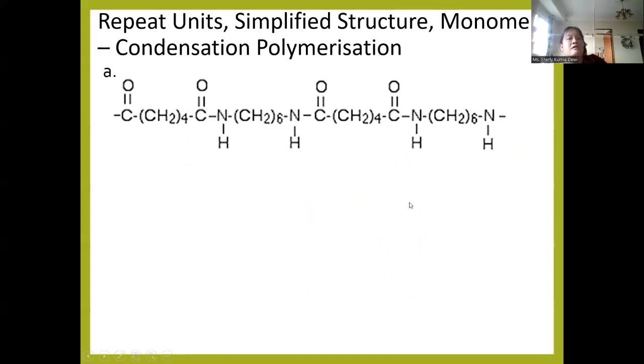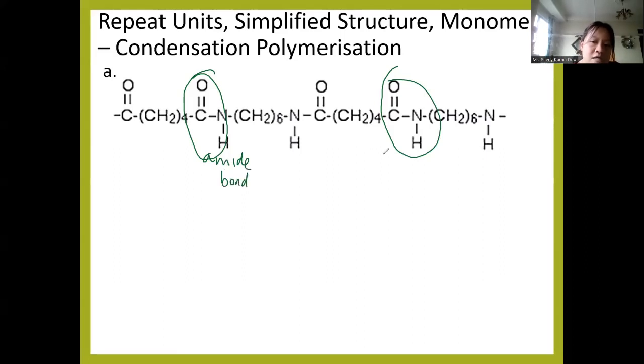For the condensation molecule, you need to search for the specific bond first. So this one is amide. You can see this is amide, this is amide. This is the amide bond. Okay, this is the repeating unit. So you have to draw this one also.